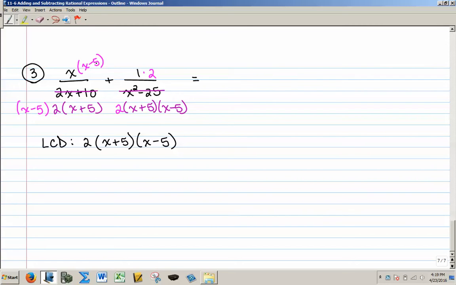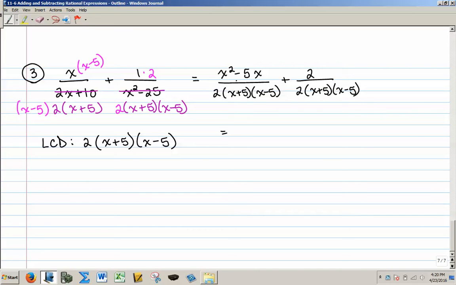So that's going to give me, for my first fraction, let's distribute that, x squared minus 5x over 2 times x plus 5, x minus 5, plus my second fraction, 2 times 1 is 2, over 2 times x plus 5, x minus 5. And I know you might be looking at this going, ooh, can I cancel those 2's? Don't do that. You want to keep that denominator as it is, because if you cancel those 2's, you're going to end up back where you started, and you don't want to be there.